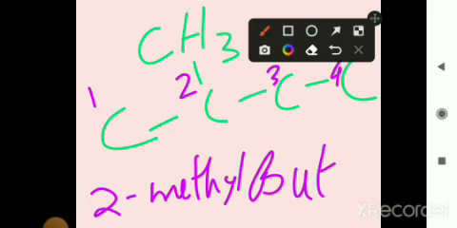Now what will be the suffix here? It should be ane, because there are single bonds here. So the name of this compound is 2-methylbutane. Simple thing.